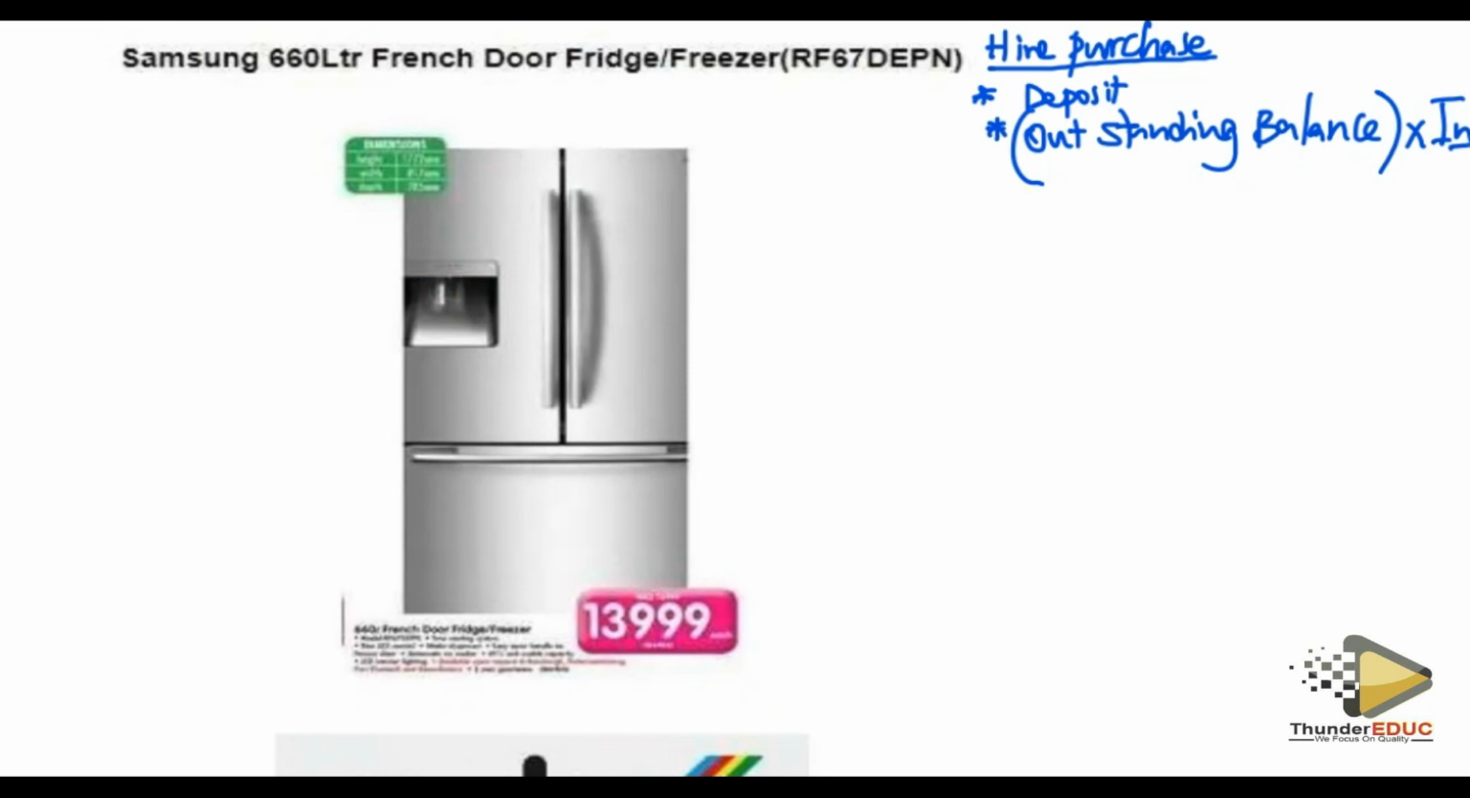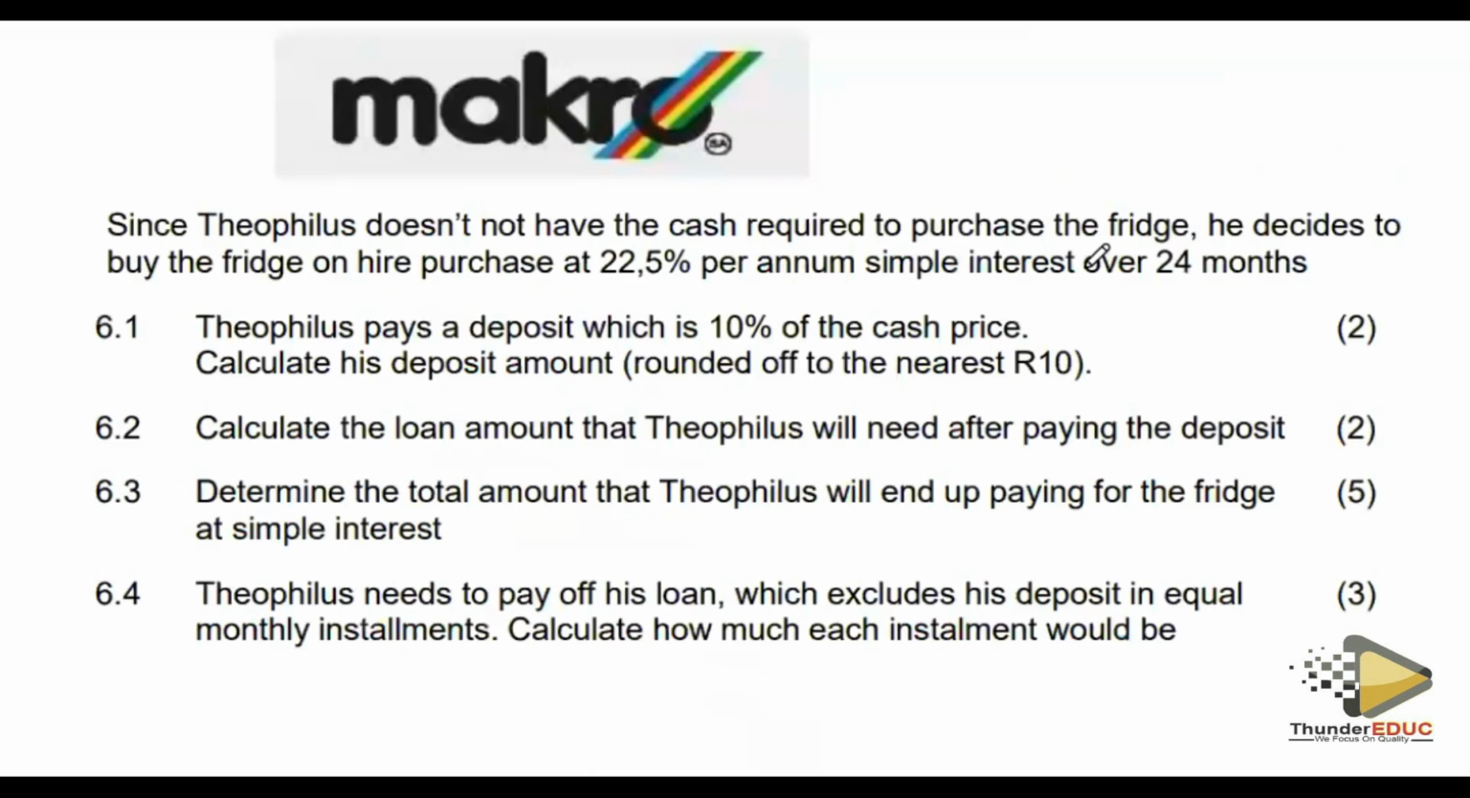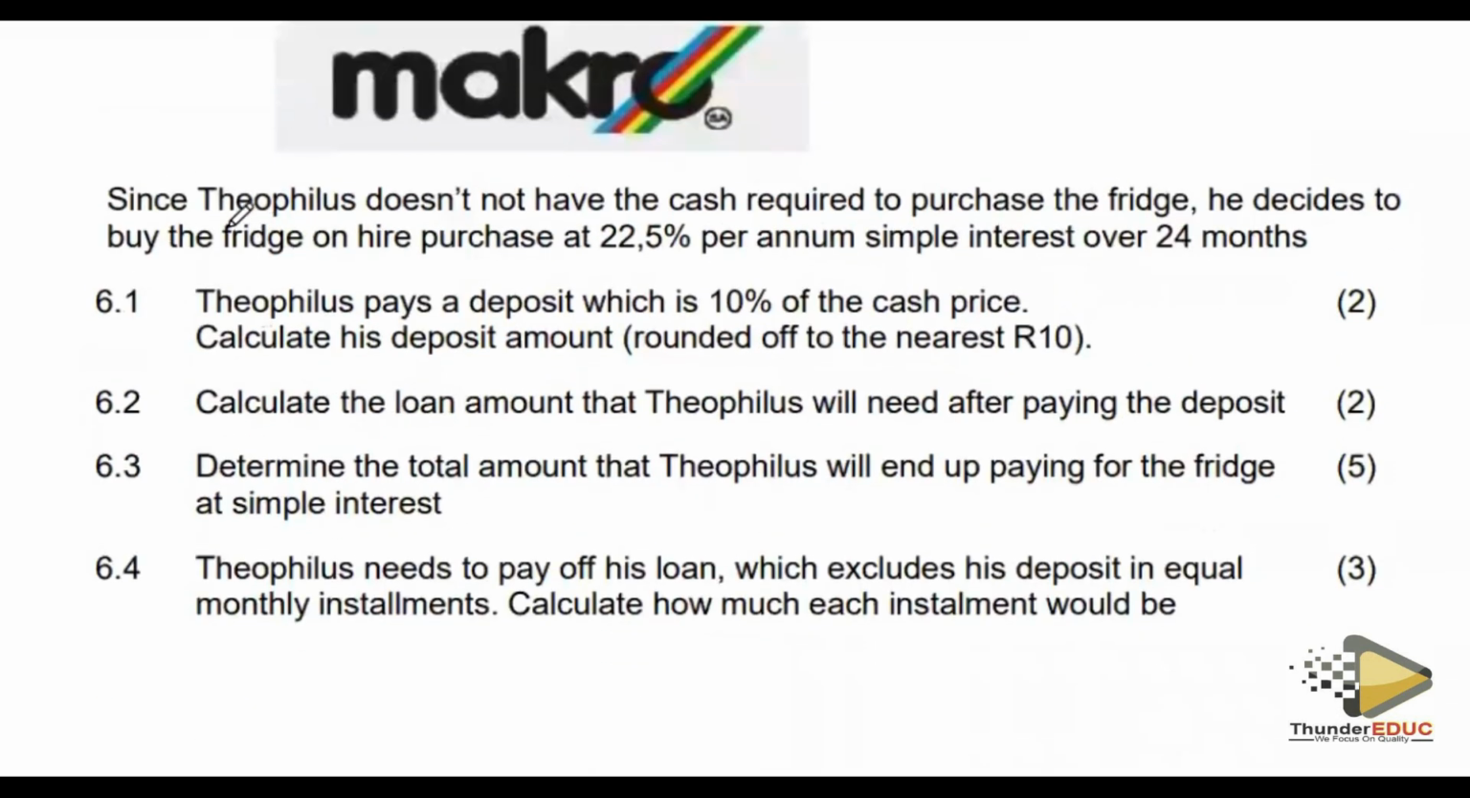Let's look at the question that we have down here. It says, person doesn't have cash required to purchase the fridge. He decides to buy the fridge on hire purchase at 22.5% per annum, simple interest over a period of 24 months, which is 2 years. Question number 6.1. The person pays a deposit of 10% of the cash price.